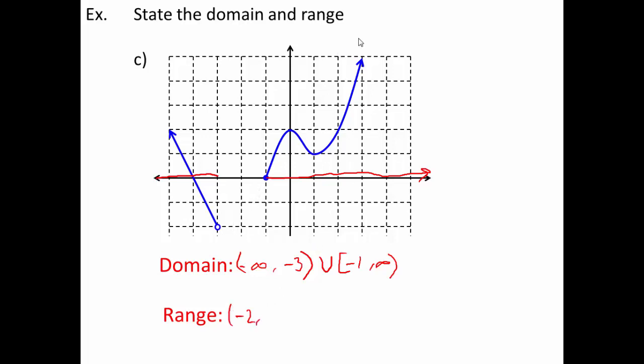If I go to the very top of the graph, both of these arrows tell me that it's going up forever, so either one I could use as justification that my upper bound is going to be infinity. But then the question is, do I have any breaks in the middle?